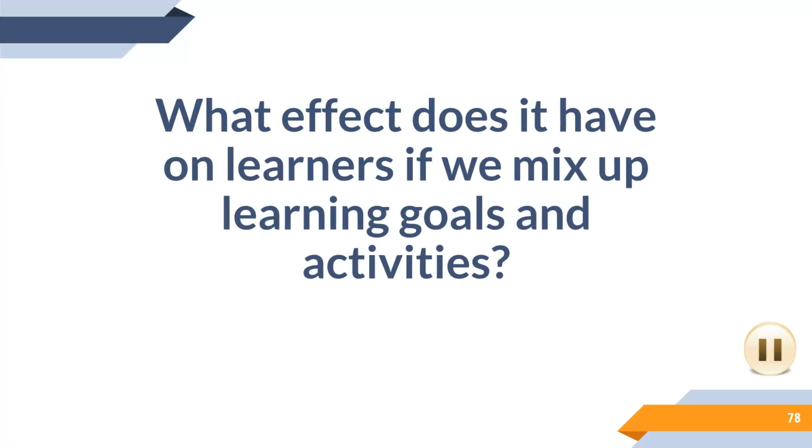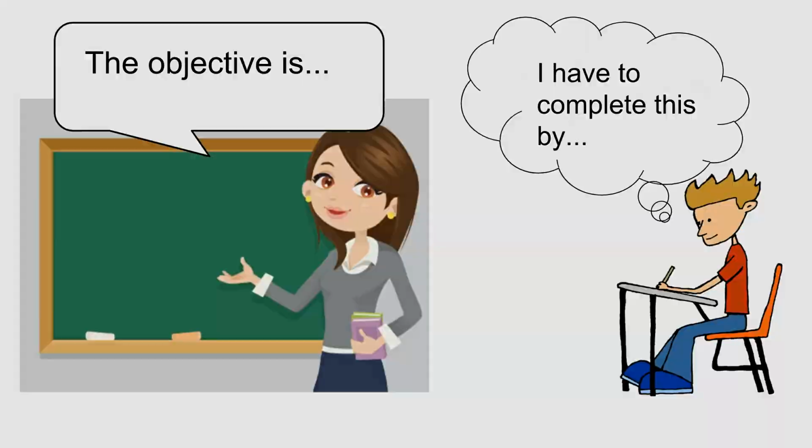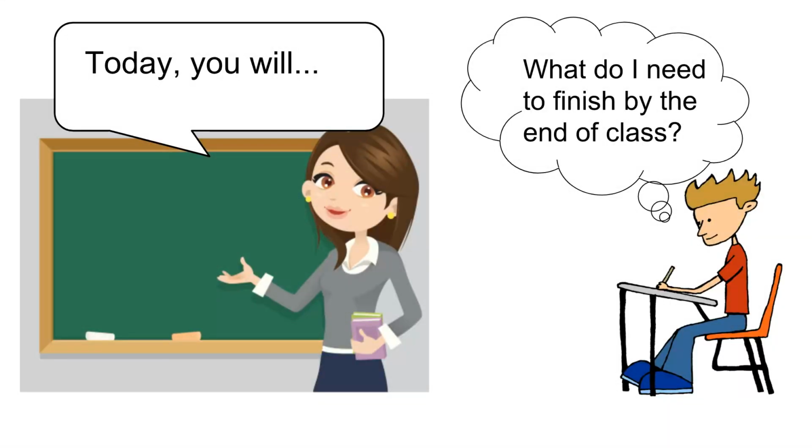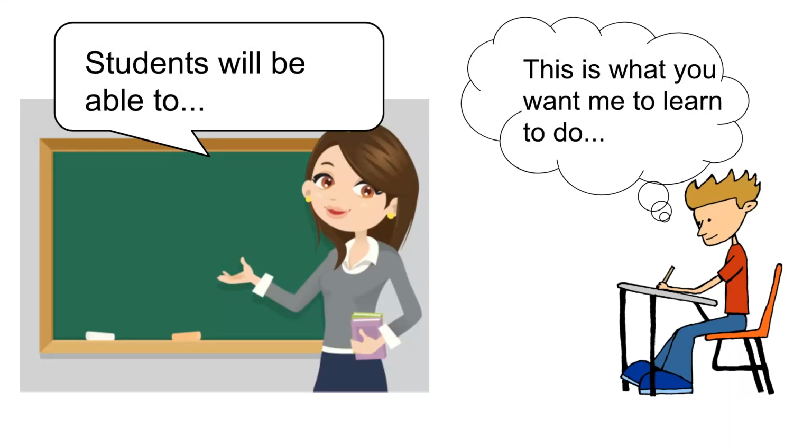So what effect does it have on learners if we mix up learning goals and activities? Pause the video to talk about this question. Let's take a look at what happens when we as teachers aren't clear about learning goals. When students hear the objective is, do they think I need to learn or I have to complete this by? Without clear learning goals, students likely think, what do I need to finish by the end of class? But with clear learning goals, students' thinking shifts to the learning that needs to occur.